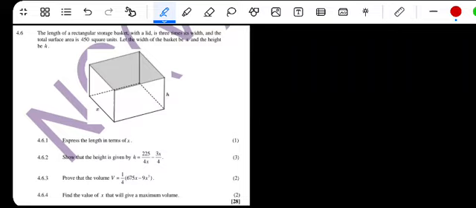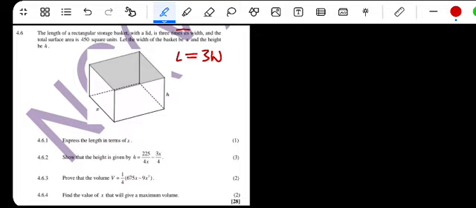We're still under NCV. This is level 4. So you're given this typical question. It says the length of a rectangular storage bucket with a lid. It has a lid. It is 3 times its width. The length of the rectangle is 3 times its width.